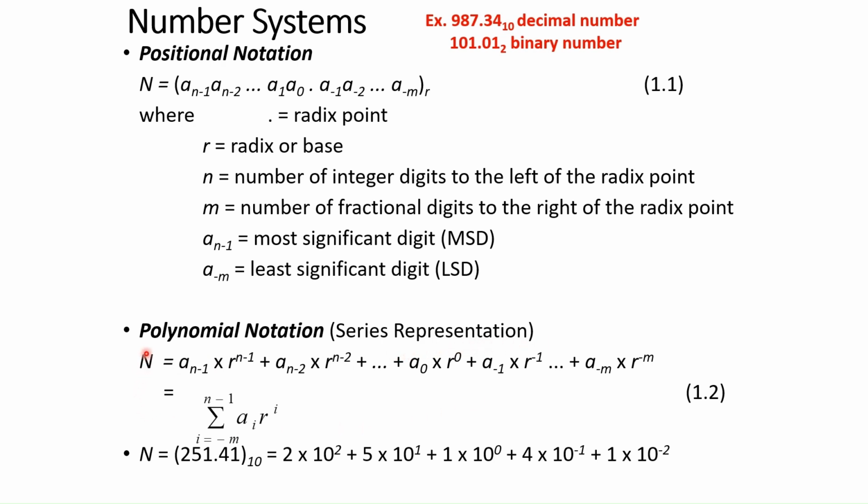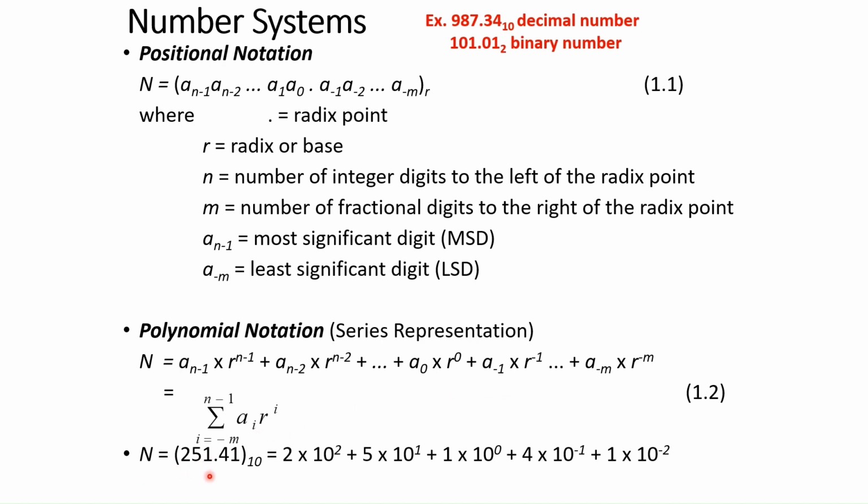In this polynomial notation, any number of any base is expanded like this. This is the most significant digit, times r, the base, to the power n minus 1, the location or the position of that digit. This is the value of that digit in that particular location. If you sum up all the digits, that means the value of each digit in its location, you get the value of that number.